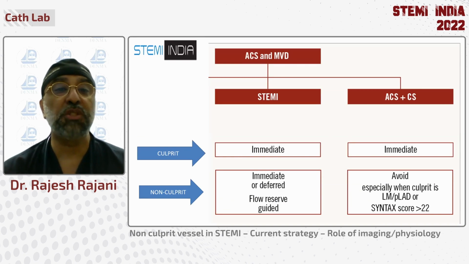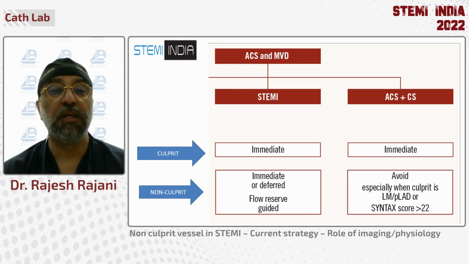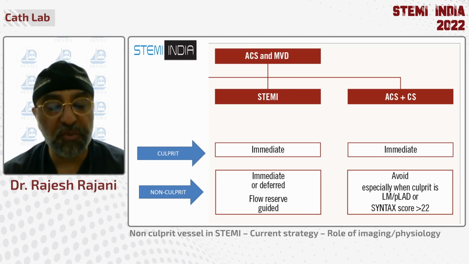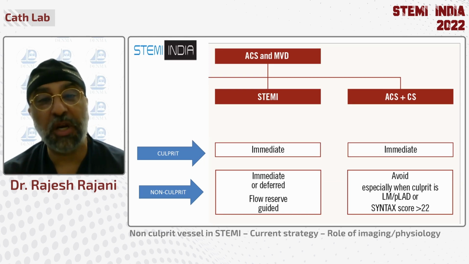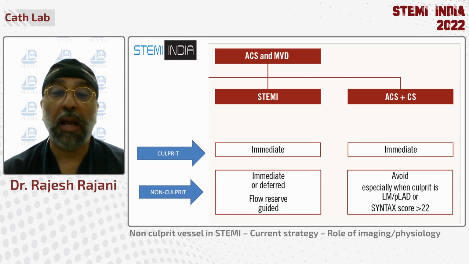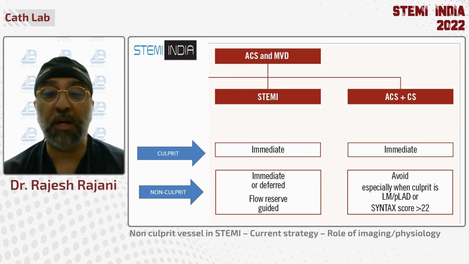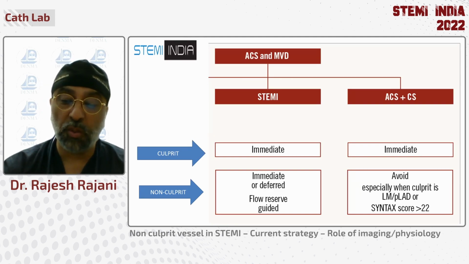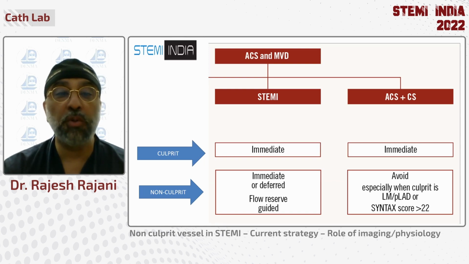This slide basically shows subsets of ACS with cardiogenic shock and ACS with multivessel disease and STEMI. So if you have a culprit, we do it immediately in both. But if you have a non-culprit, then you basically have a deferred approach, which would be safer, either pre-discharge or within 45 days. And basically to avoid in a situation of cardiogenic shock, especially when the culprit is left main or proximal LAD with a SYNTAX score of more than 22. So this slide also gives us a flavor of both cases in cardiogenic shock as well as in non-cardiogenic shock subsets.